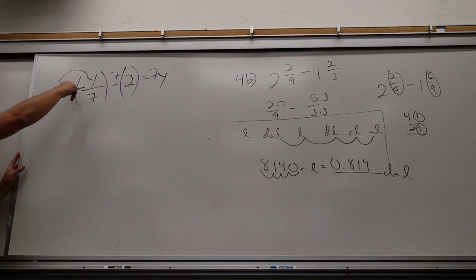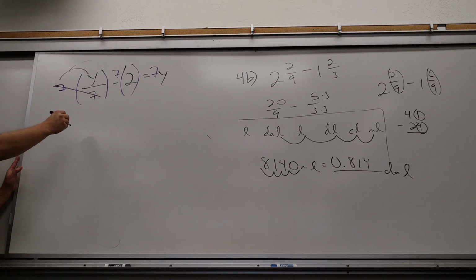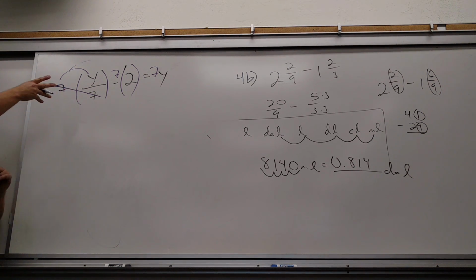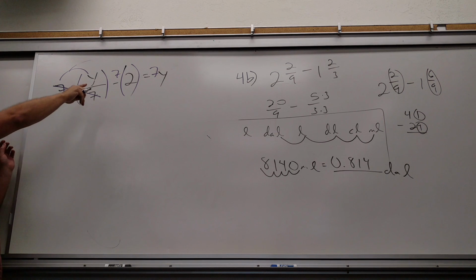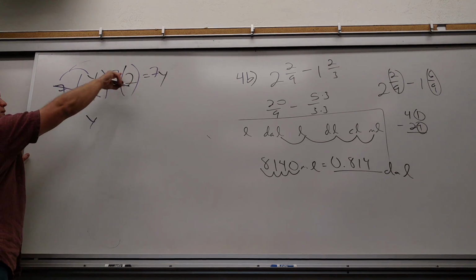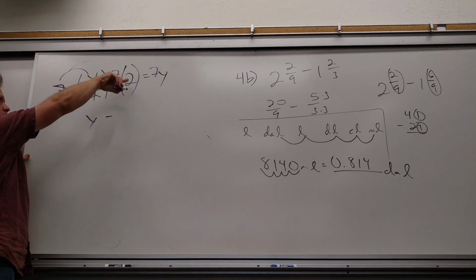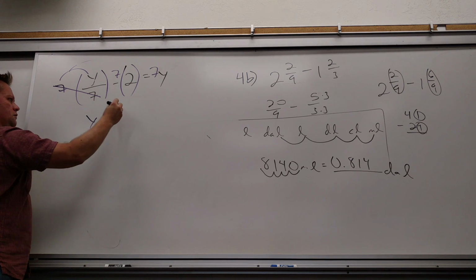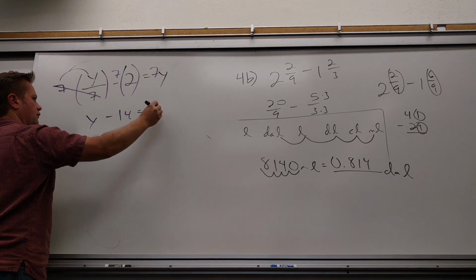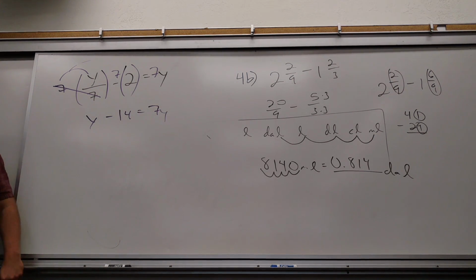What happens here? It's nice. 49. I mean, sorry. That's the whole reason we multiply by 7, so that would die, right? So what do I have now? I got y. 7 times 2, 14, equals 7y. And now you're 2 steps away from being done.